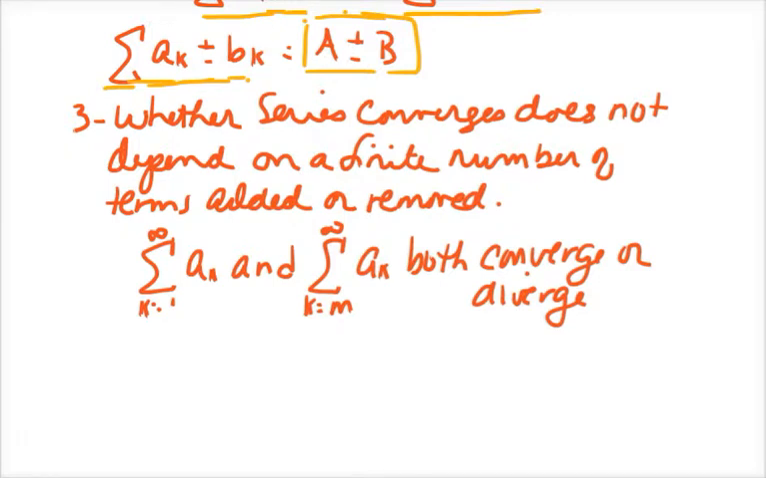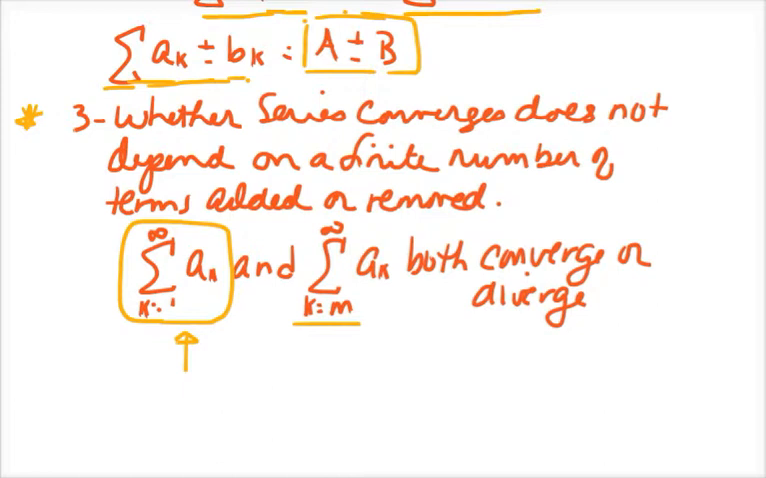And this is probably the most important one that you may not realize: whether a series converges does not depend on a finite number of terms added or removed. So here you have your infinite series AK going from k equals 1 to infinity. If I drop a few terms and start at m, it's still going to converge or diverge based off of going from 1 to infinity. So removing or adding a few terms doesn't change the convergence or divergence of a series.